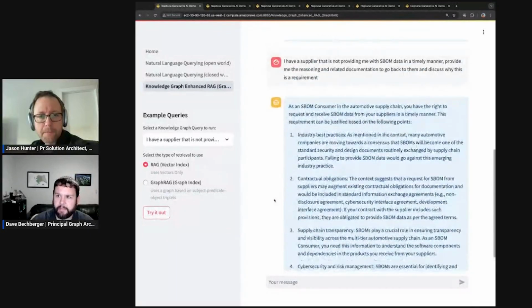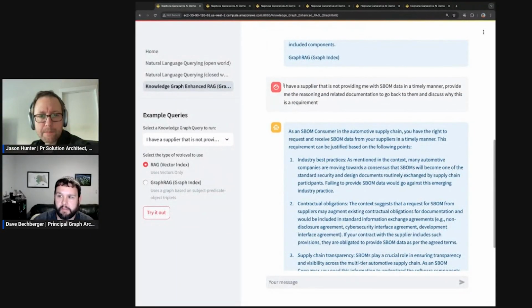Yeah, but in this case, I'm asking a much more complex question. In this case, I have a supplier. They're not providing me SBOM data in a timely manner. I need some reasoning in the related documentation to basically discuss why they need to do this. So this is that up-level, more complex sort of question that really isn't going to be located in a single scenario. It's not going to be located in a single chunk of documents.